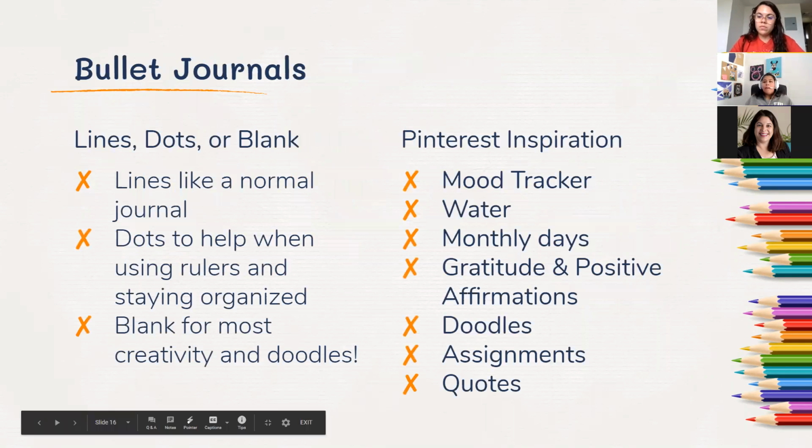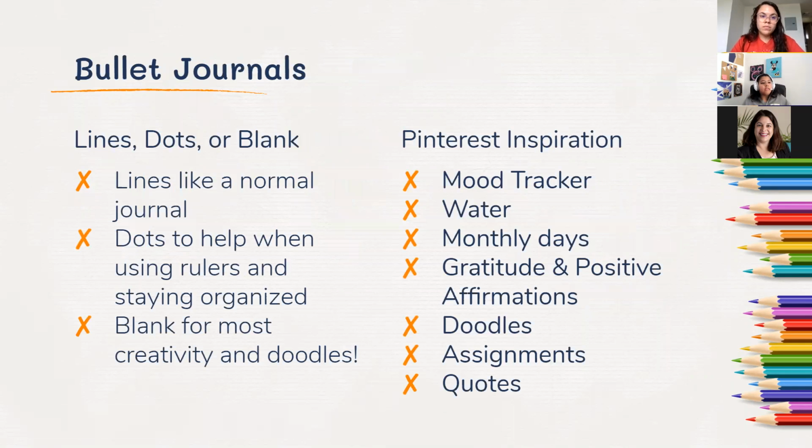So we're going to talk about bullet journals a little bit more. You can either get them with lines, dots, or blank. Lines are like a normal journal where you would write in it. Dots help when you're using a ruler and staying organized and being able to doodle. Blank is also really good for creativity and making sure that you have a lot of space to do doodles.